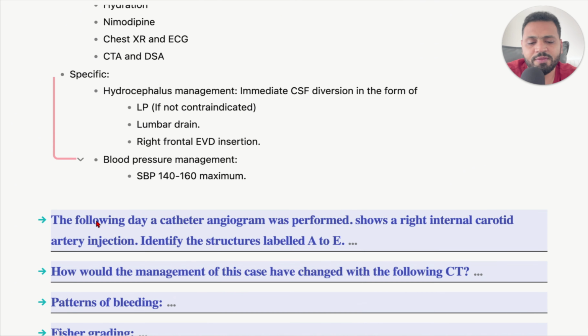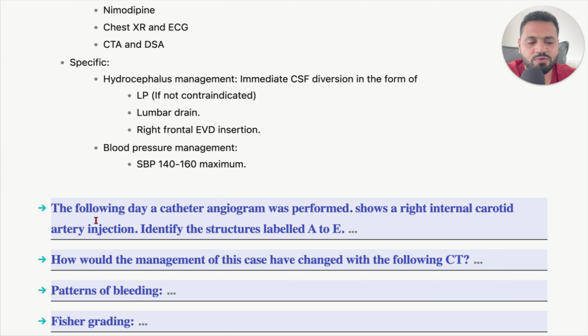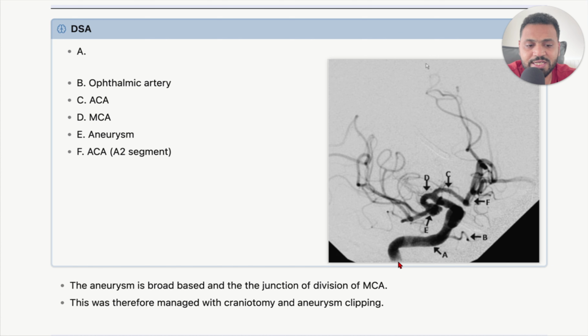The following day, the patient had catheter angiography, which showed a right internal carotid artery aneurysm, internal carotid artery injection. And as you can see here, this is on the right side. A is the ICA, B is the ophthalmic artery, C is your ACA or anterior cerebral artery, and D is your MCA, middle cerebral artery.